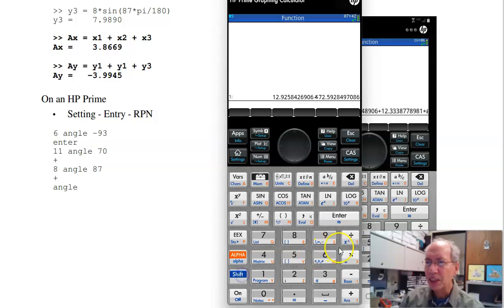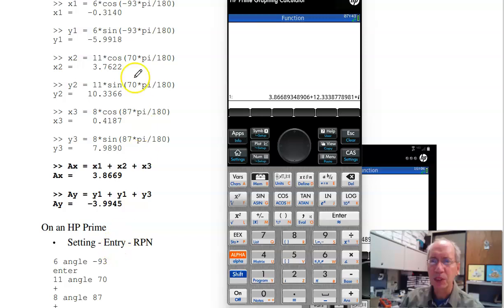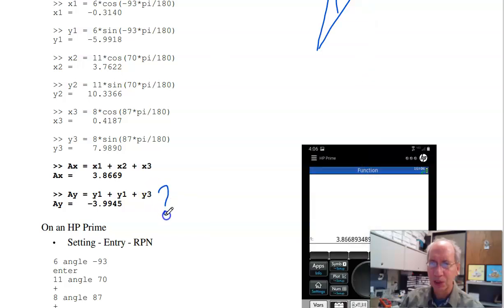If I hit angle again, that converts to rectangular form. 3.86 plus 12.37. And the numbers should match. I'm not quite sure why they don't. Minus 5 plus 10 plus 7 is 12. So I got something weird right here. But anyway, that is the right answer.